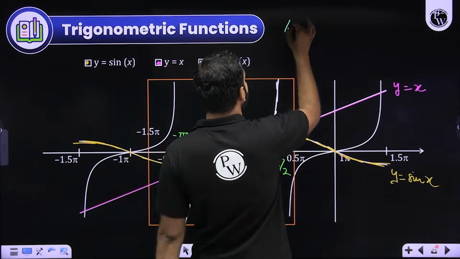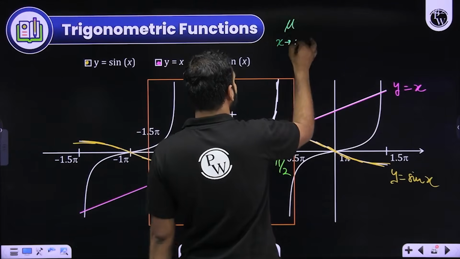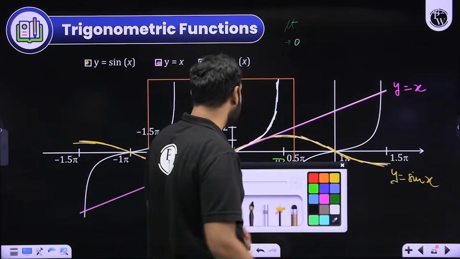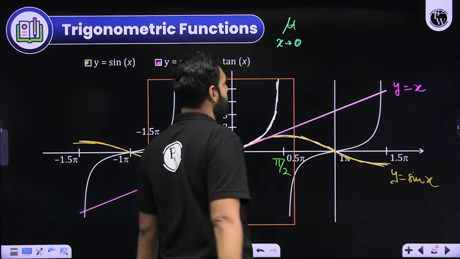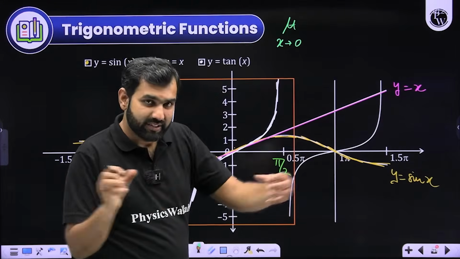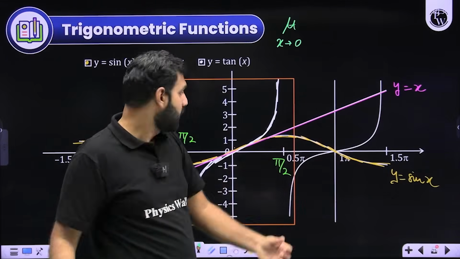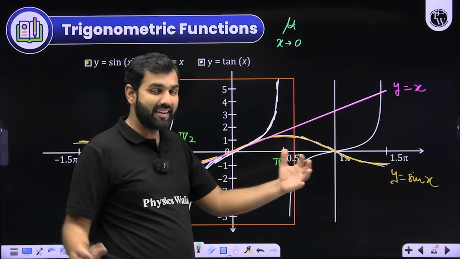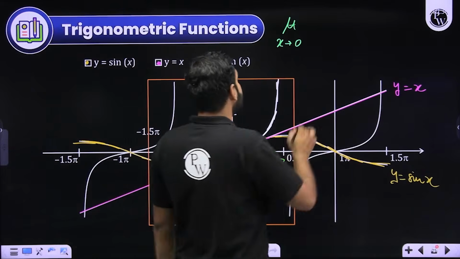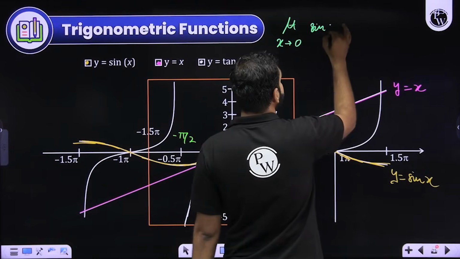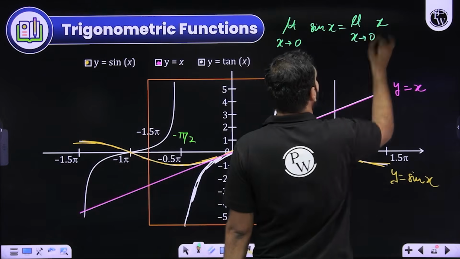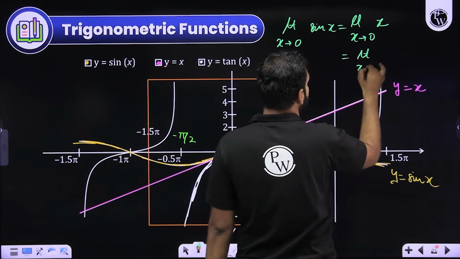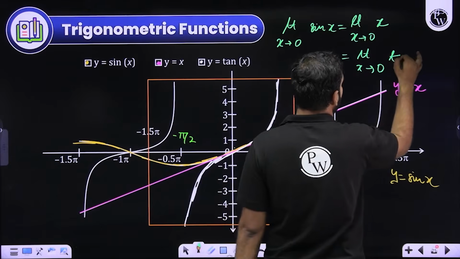So remember, the moment you see limit x approaching 0, what do I mean by x approaching 0? It means when you start reaching 0 from both sides, left hand side and right hand side, then you start seeing that whether you see sin x or x or tan x, all of them become almost equal.